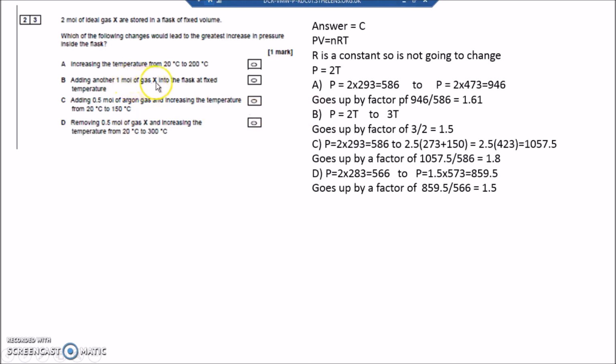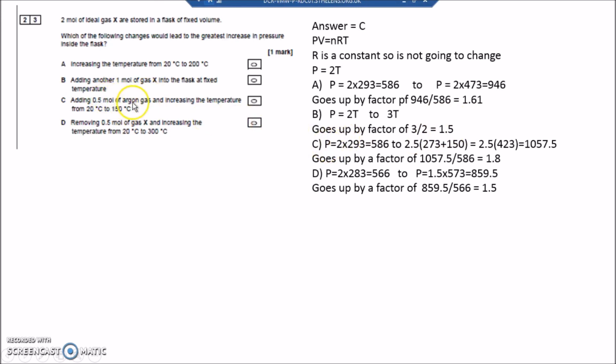Let's have a look at B then. Adding another mole of gas to the flask. So pressure equals 2 moles times temperature has gone up to 3 moles times temperature, because the number of moles has gone up from 2 to 3. So it's gone up by a factor of 2 up to 3. So it goes up by a factor of 3 divided by 2. It's gone up by 1.5 times. 2t comes out as 3t. So it's gone up by 1.5 times.